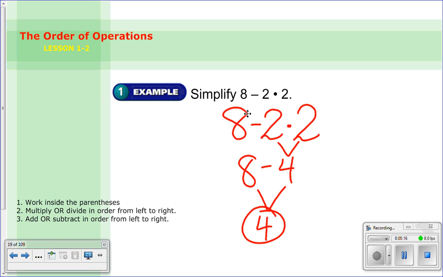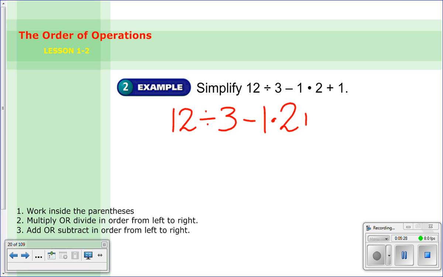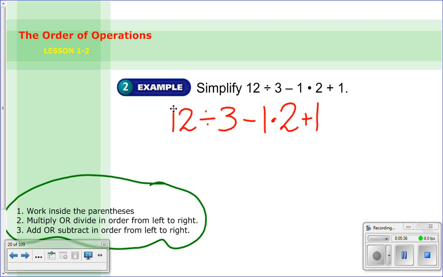Now, I believe this next one is a little bit trickier. But you know what? I believe you can do it. What we have here is 12 divided by 3 minus 1 times 2 plus 1. And again, you need to use the order of operations. If you can't quite remember the order, I have it listed down here. Use it and go ahead and try to solve it now.